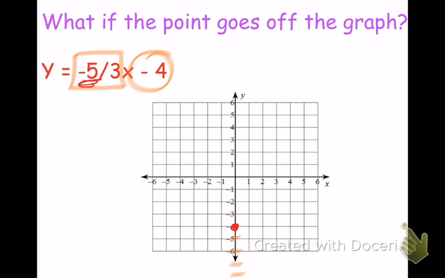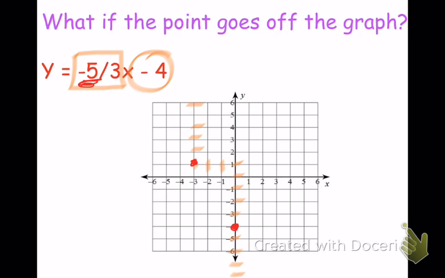But let's say this number was even bigger than 5. What if it was a 7? Just go in reverse from the start. Instead of down 5, I'm going to go up 5. 1, 2, 3, 4, 5. And back 3. 1, 2, 3. If you just go in reverse, you'll have your line just the same way.